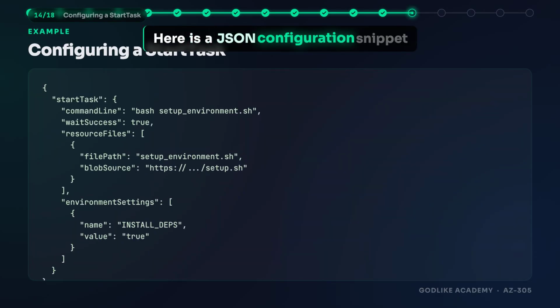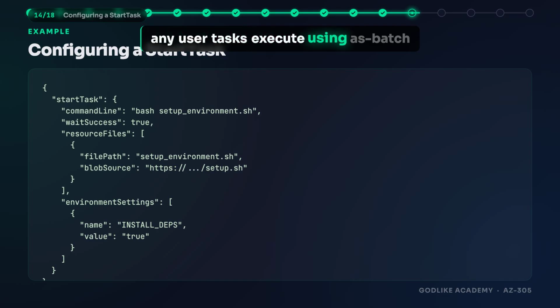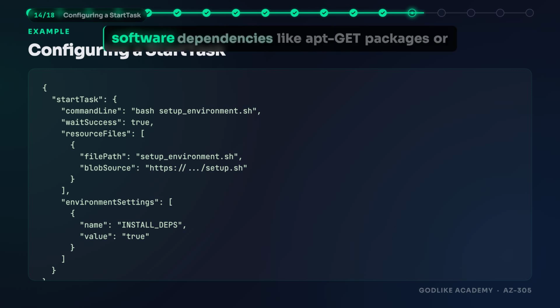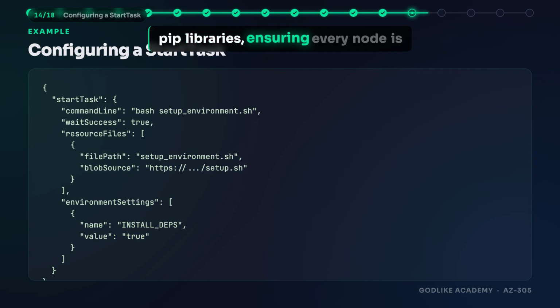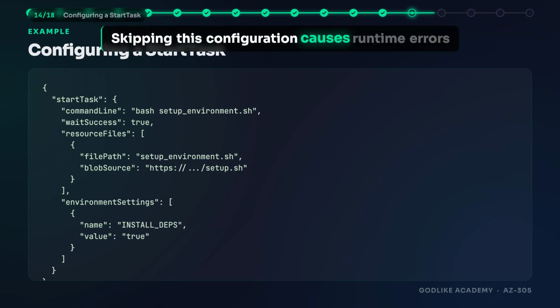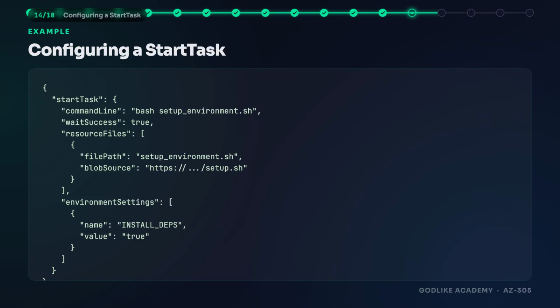Here is a JSON configuration snippet for a start task. This runs on every node before any user tasks execute using az batch pool update. You can use it to install software dependencies like apt-get packages or pip libraries, ensuring every node is fully prepared before processing begins. Skipping this configuration causes runtime errors when scripts reference missing binaries or unconfigured environment paths.